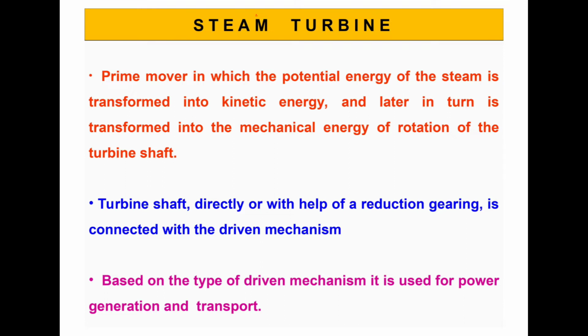Prime movers in which the potential energy of the steam is transformed into kinetic energy and later in turn is transformed into the mechanical energy of rotation of the turbine shaft. The turbine shaft, directly or with the help of a reduction gearing, is connected with the driven mechanism. Based on the type of driven mechanism, it is used for power generation and transport.